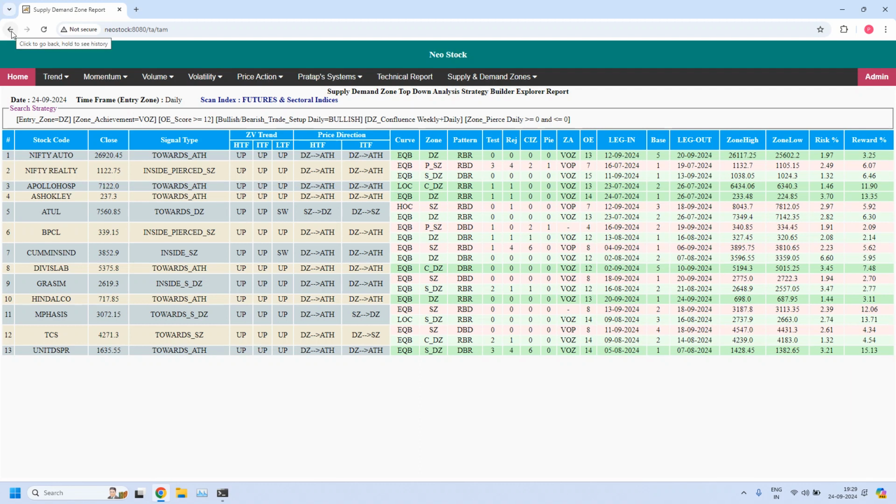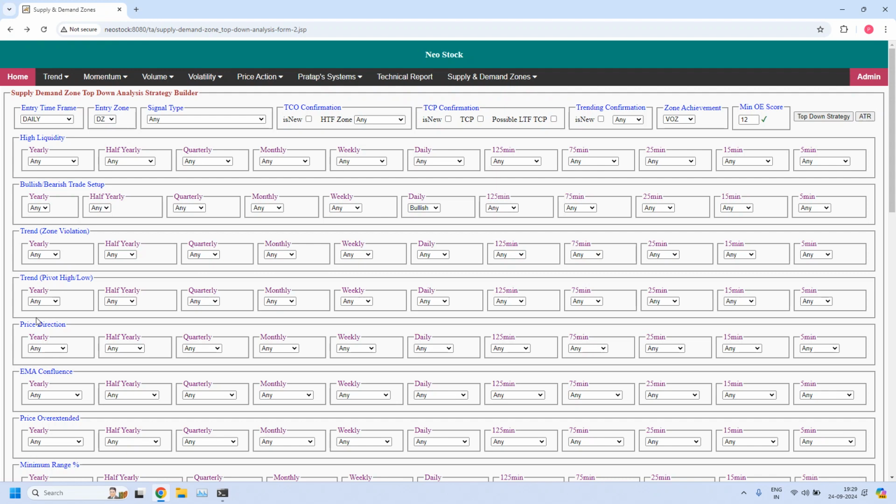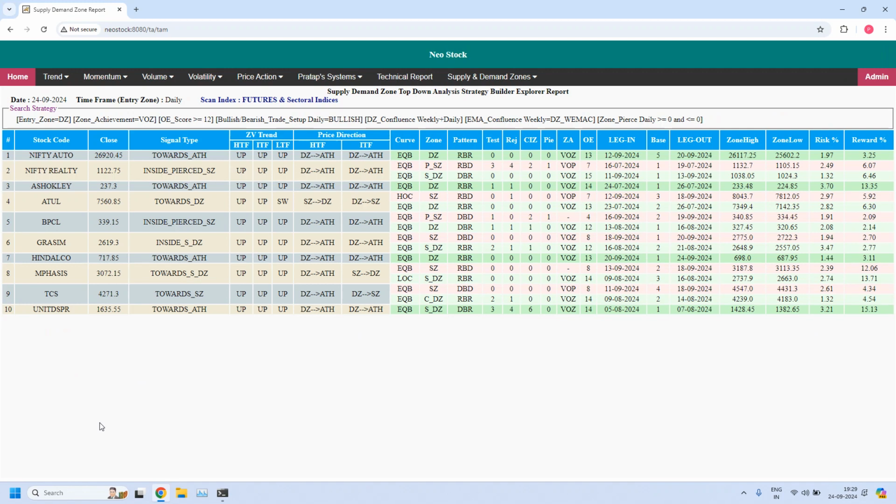So I'm going to add one more filter. In the EMA confluence, weekly demand zone, because the daily demand zone is part of weekly demand zone, this weekly demand zone is having weekly EMA confluence. Weekly demand zone with weekly EMA confluence. Then 10 stocks are filtered and these 10 stocks are having high probability trade setups. They are all bullish trade setup for monthly income trade, having a weekly demand zone confluence, and also weekly demand zones are having weekly EMA confluence, and weekly trend is uptrend.